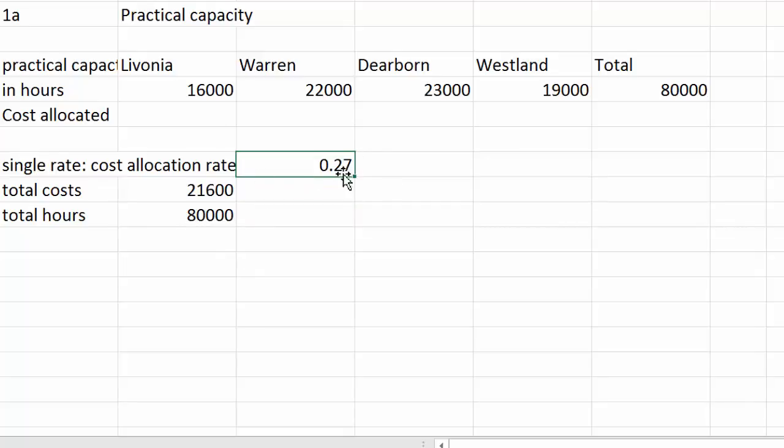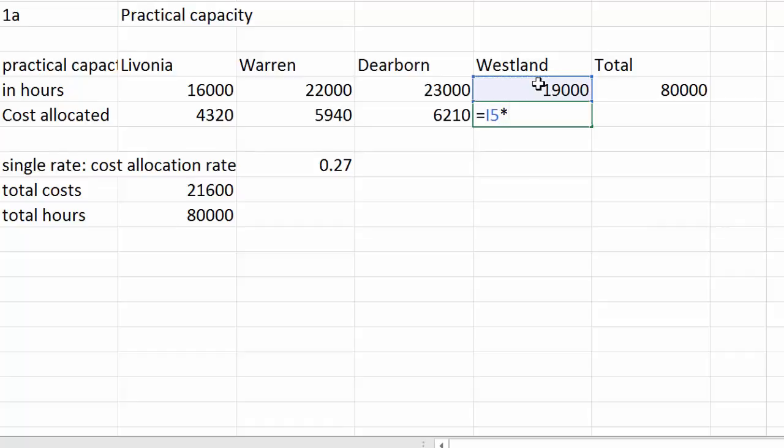Then you are going to allocate the total cost using the 27 cents. That's the rate, and also the number of hours used. Next we're going to do the following. You do similar calculations. You multiply the number of hours allocated by the rate. Then that's how you go ahead and find all these results.